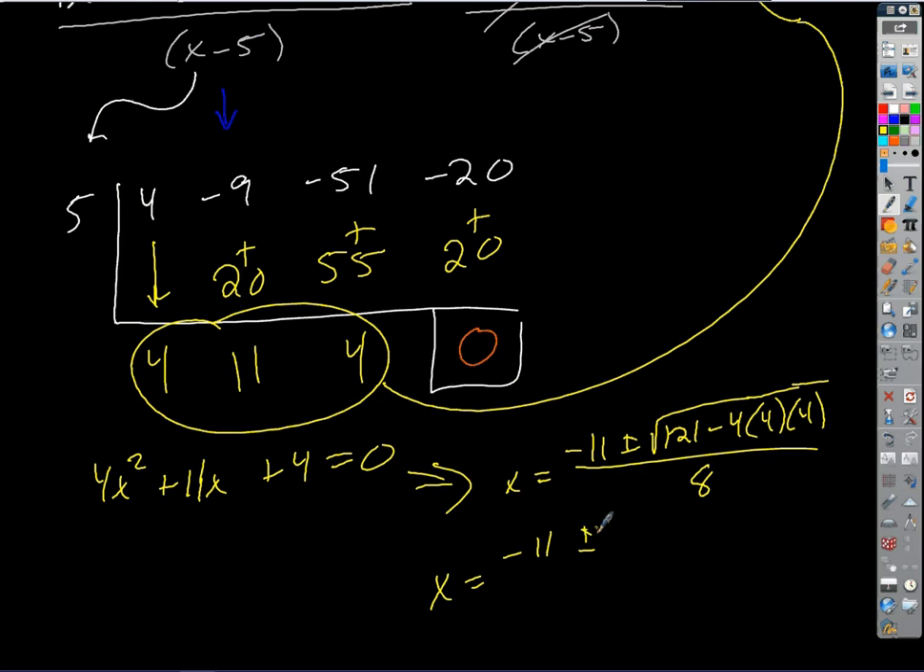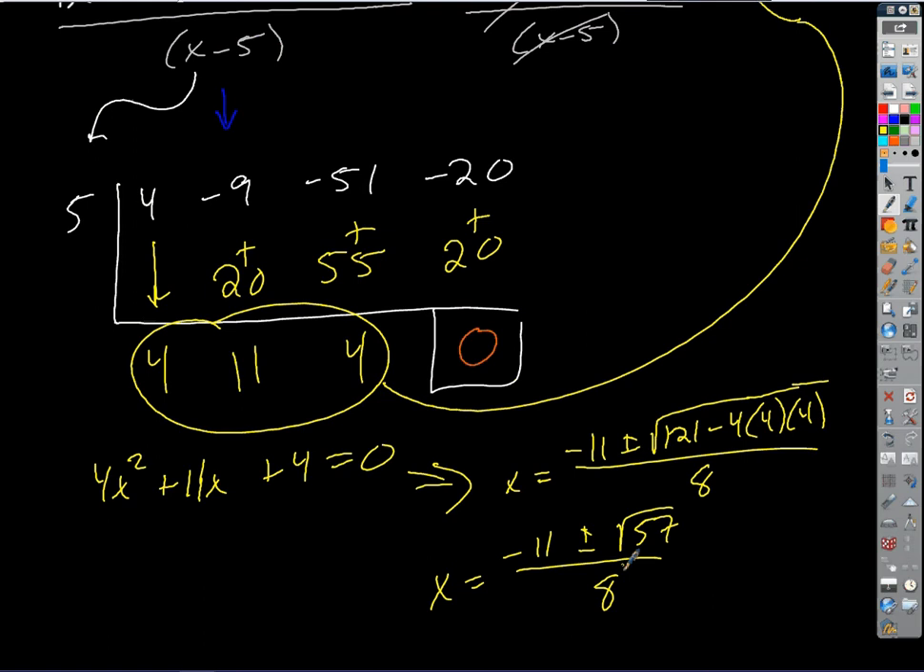Oh, no, that's not right. 64. Yeah, 57, right? You say 59? I think it's 57. Yeah, 57, all over 8. You could do that in your calculator, though. So those are my other two solutions, right?